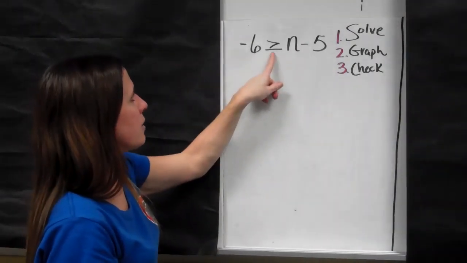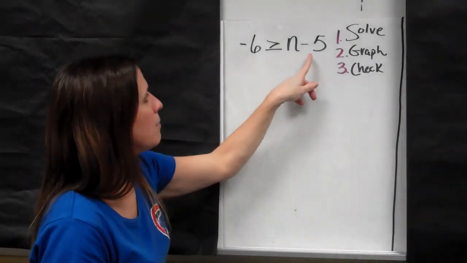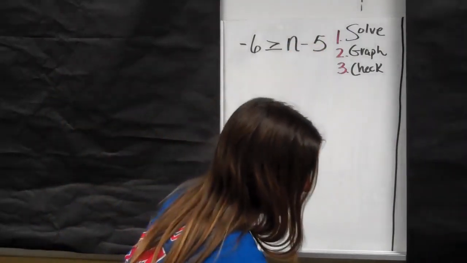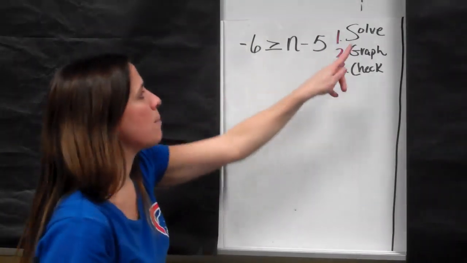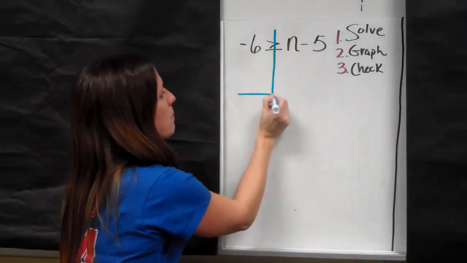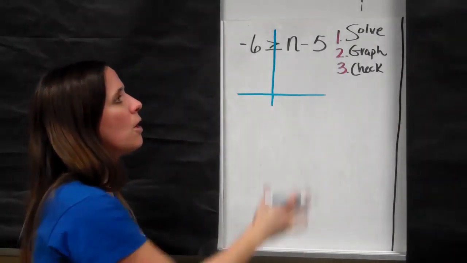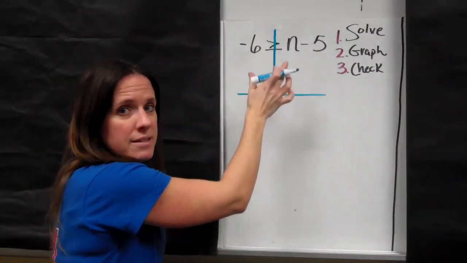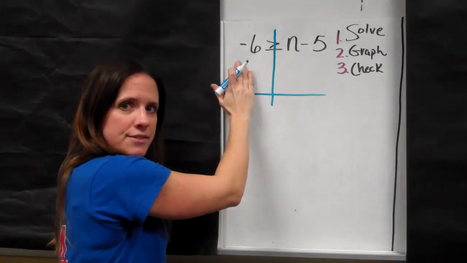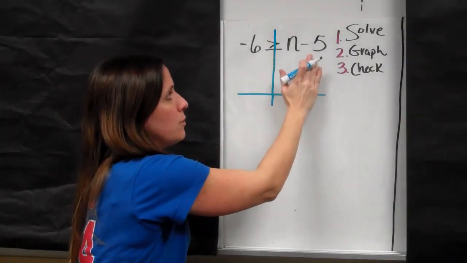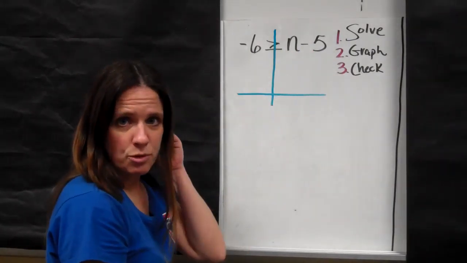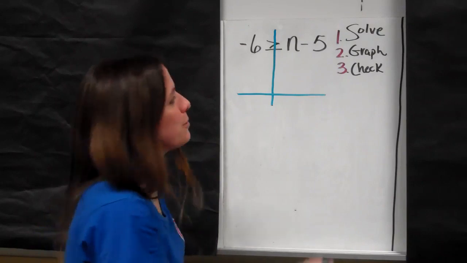Negative 6 is greater than or equal to n minus 5. So this time I have our 3 steps already written out, and we're going to do them in order. Step 1, solve. You're going to draw your wall. And remember, we want to isolate the variable. Where is the variable this time? It's not on the left, it's on the right. So we're not going to be moving the negative 6. We want to move the 5. And since it's n minus 5, to undo that subtraction, we're going to have to add 5 to both sides.